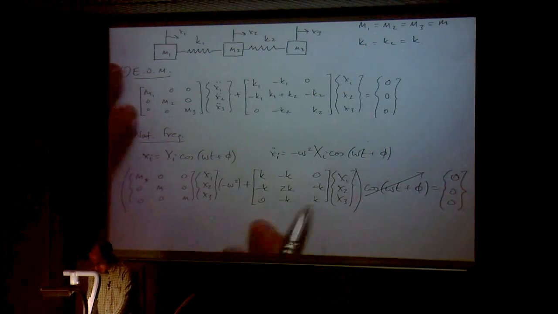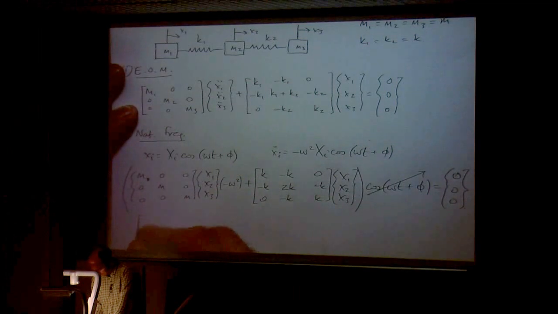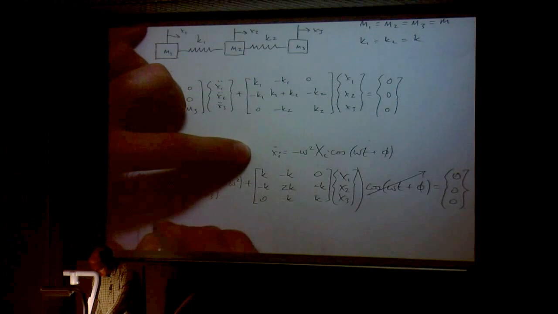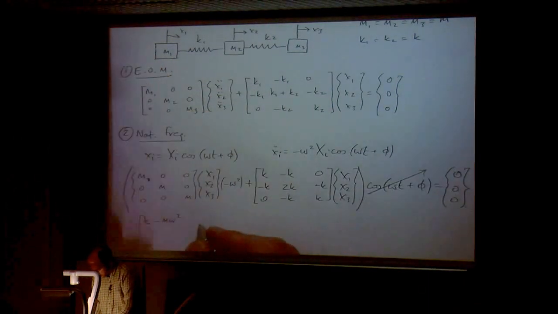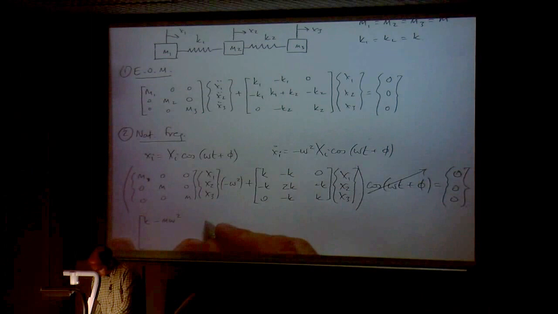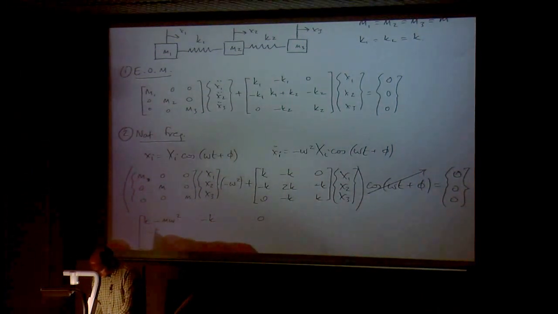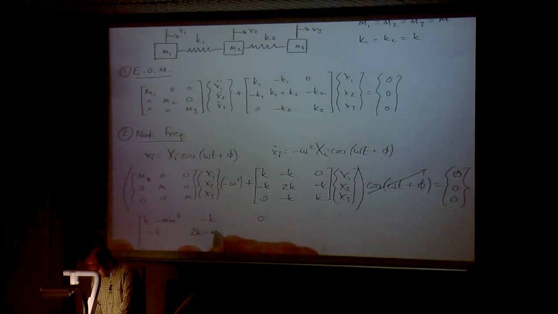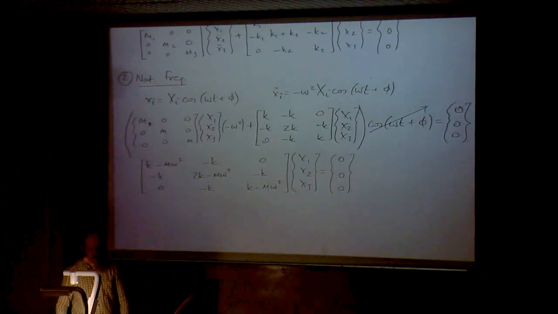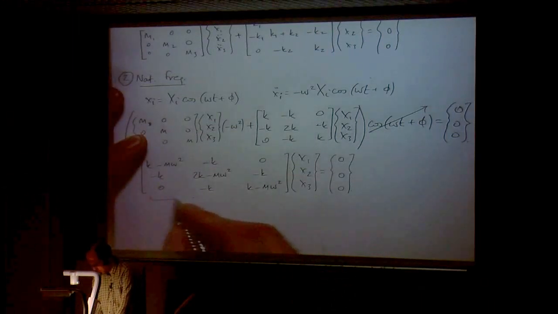And I can rearrange this equation. We can say k minus m omega squared for the first one. We've got minus k and 0. We have minus k here. We have 2k minus m omega squared, minus k, 0, minus k, and k minus m omega squared. So this here is our mechanical impedance matrix.